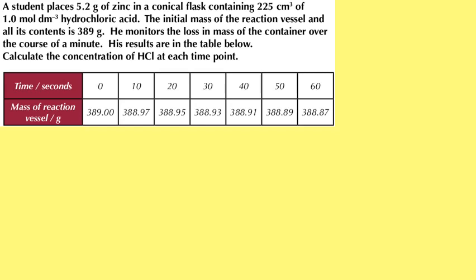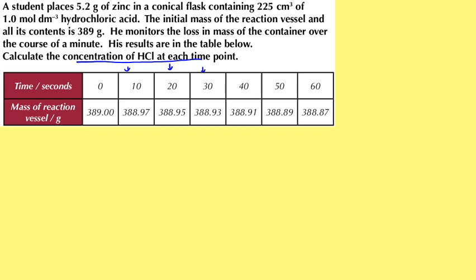And here's our second example. It's a mass loss example. Here, let's read it. A student places 5.2 grams of zinc in a conical flask containing 225 cm cubed of 1 mole per dm cubed hydrochloric acid. So the initial mass of the reaction vessel and all its contents is 389 grams, and he monitors the loss in mass of the container over the course of a minute. And his results are in the table below. And just as before, we need to calculate the concentration of HCl at each time point, this one, this one, this one, etc.